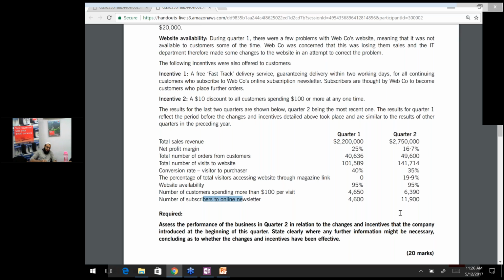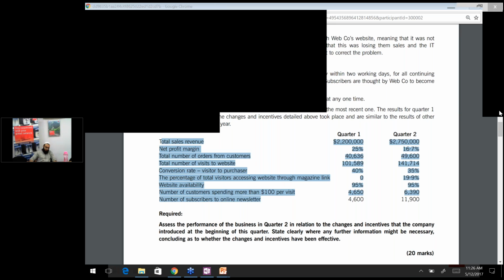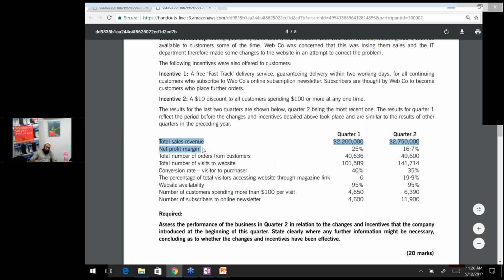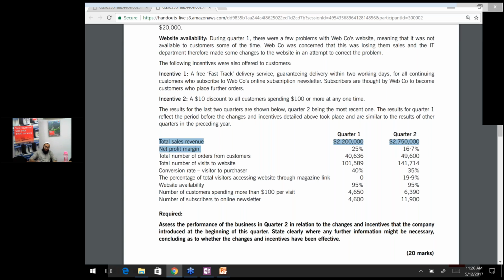First of all, are these all financial or are there non-financial as well? Quick answers. Both. Yes, these are both. So there is a mix of financial and non-financial. The mainly financials are, for example, revenue and net profit margin. But things like conversion rate, website availability, number of website hits, these are all non-financial. So there is a mixture of financial and non-financial.